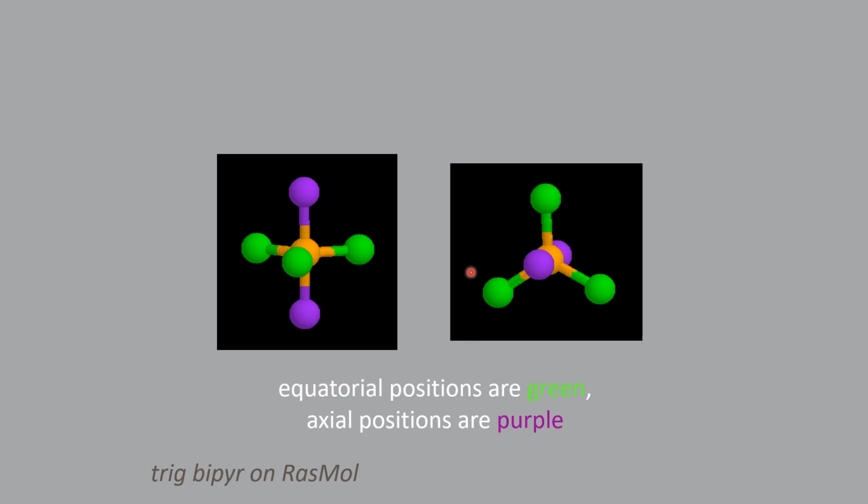So why is this important? It's important if there's an unshared pair. Remember that we said that unshared pairs take up a little more space. So what I want you to do is take a second, pause if you need to, and try to figure out which position has more space, which is more spacious: the axial ones, the purple ones, or the equatorial positions. All right, remember your answer, and let's see what it is.